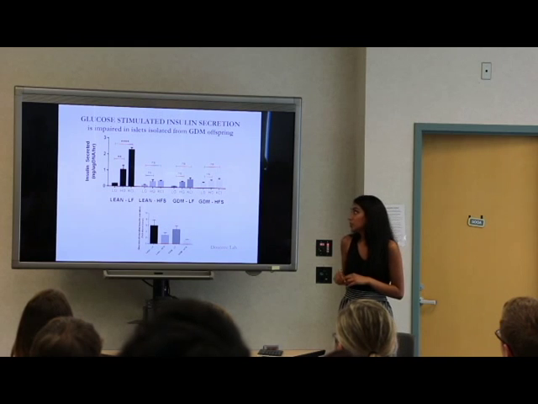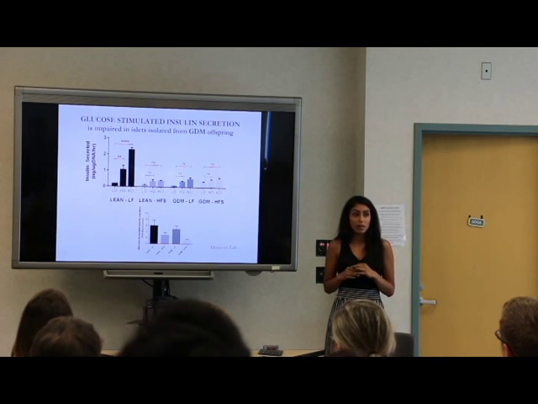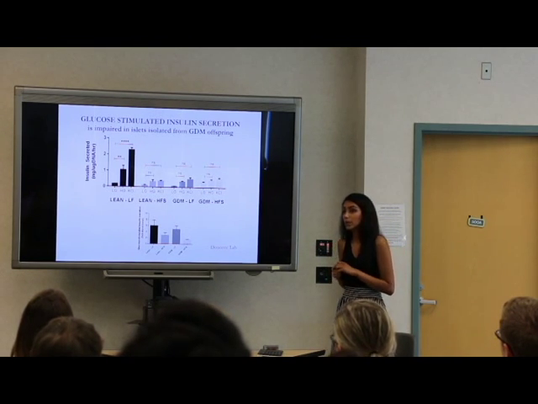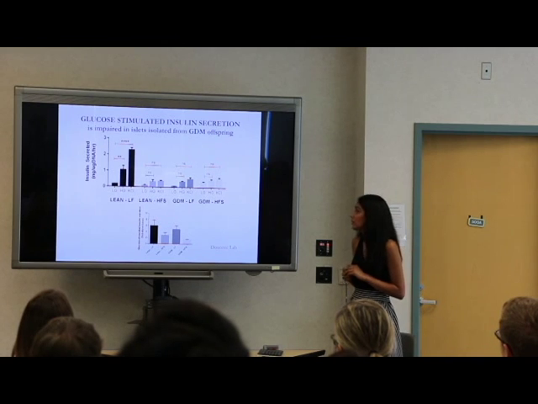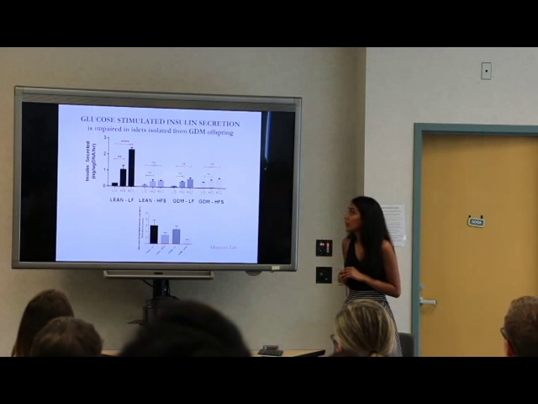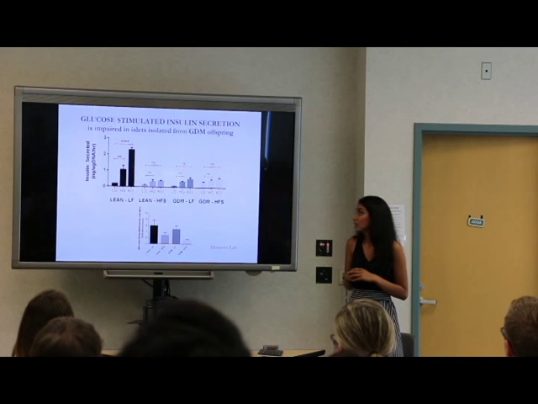So here the LG bar stands for low glucose, so it's the insulin secreted in response to low glucose, or their basal level of insulin secretion. And then HG stands for insulin secreted in response to high glucose. And then the potassium chloride is the insulin secreted when we depolarize the membrane.